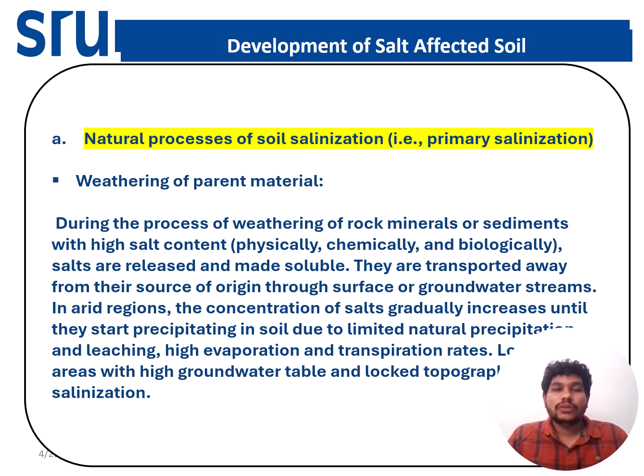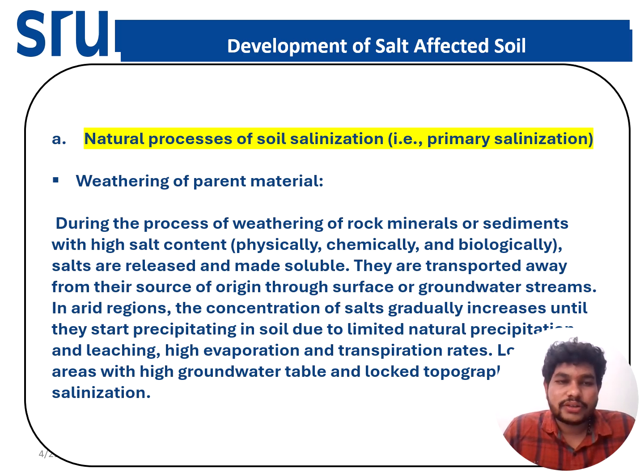So how does salt affected soil develop, and what are the factors responsible for its development? We have categorized them as the natural process of soil salinization and the anthropogenic process of soil salinization. The natural process is called primary salinization, and the anthropogenic process is called secondary salinization.